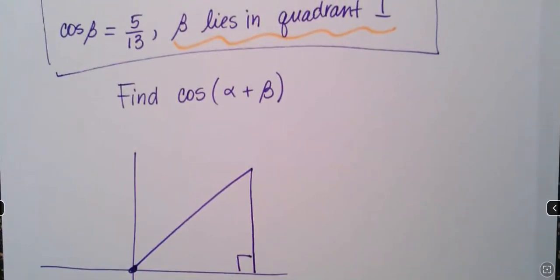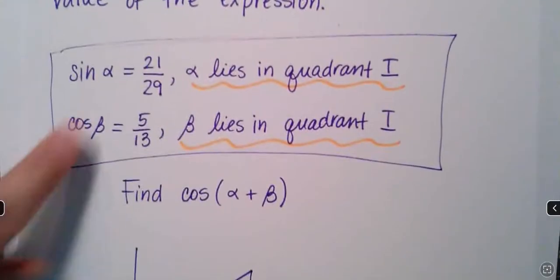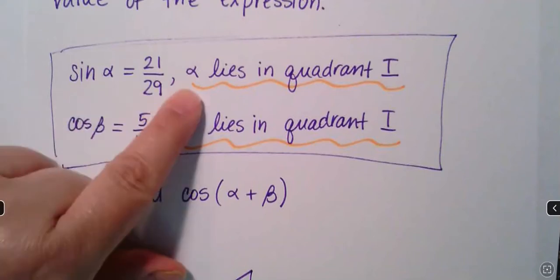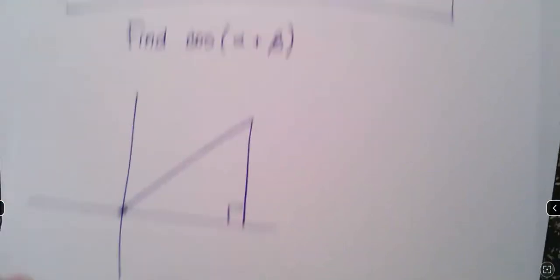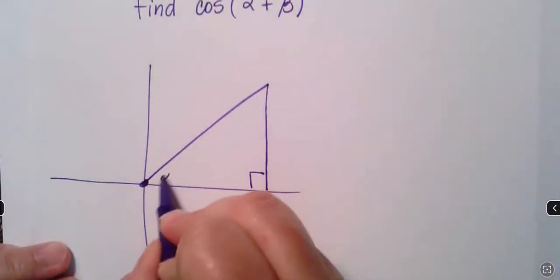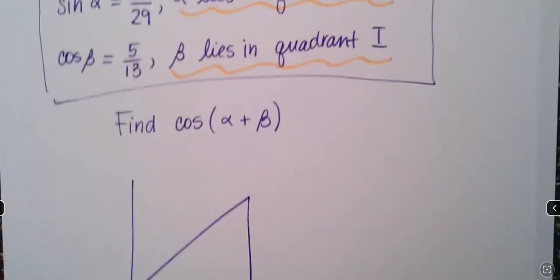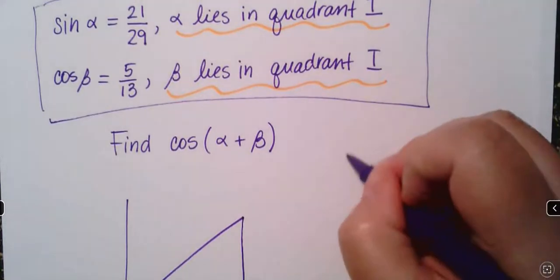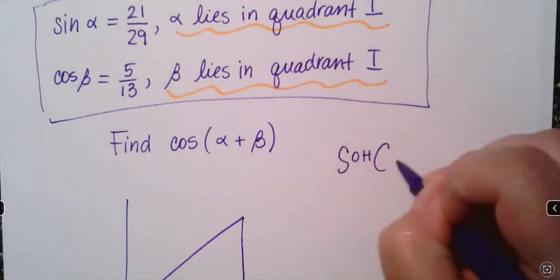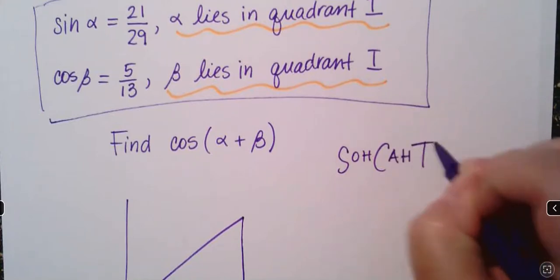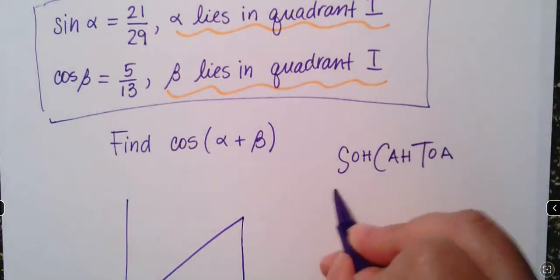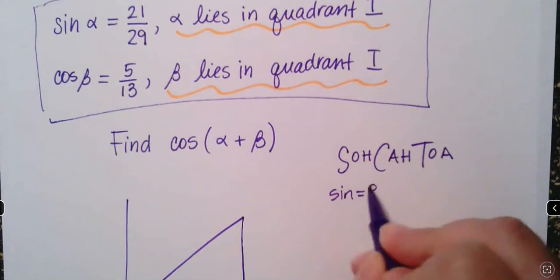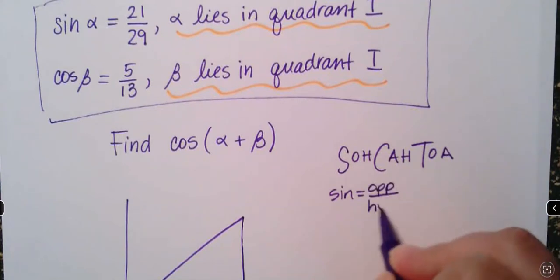Okay, so this variable is alpha. So my first angle I'm looking at is alpha. So alpha lies in quadrant 1. And they tell me that sine is 21 over 29. This is where you have to remember SOHCAHTOA. Back from when you first learned this, back in geometry, algebra 2, wherever. The definition of the sine is the opposite side over the hypotenuse.